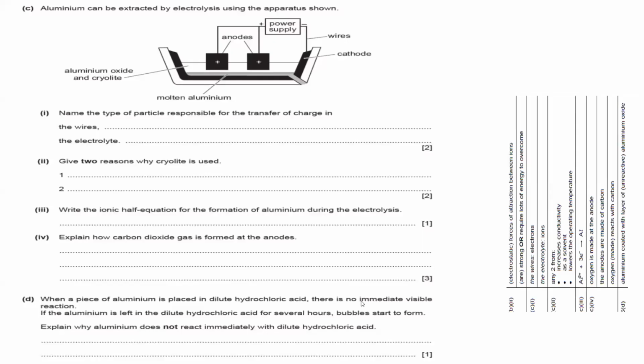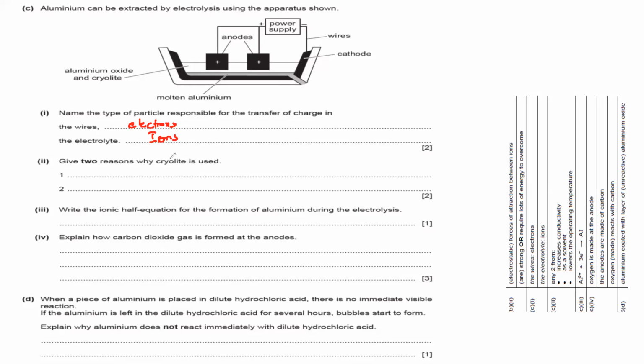So another question: aluminium can be extracted by electrolysis. Apparatus is shown, aluminium oxide is there. Name the type of particle responsible for the transfer of charge. In the wire, what moved? This is related to electrolysis, so electrons will move. And in the electrolyte, positive and negative ions will move.